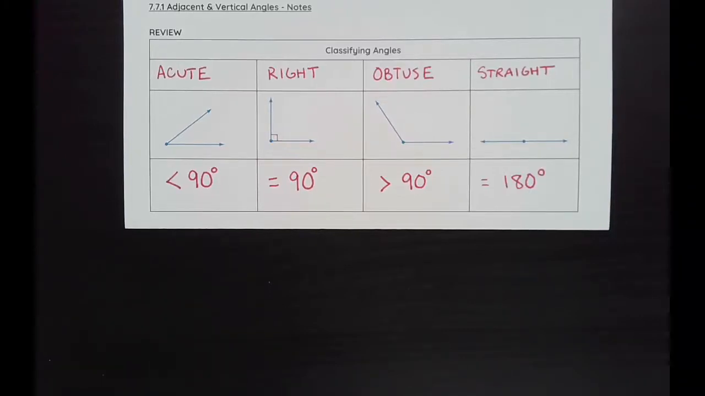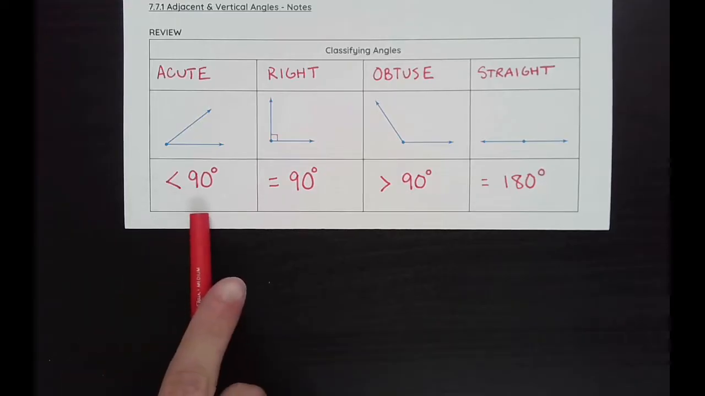Alright, in this module we're going to look at angle relationships. Before we look into angle relationships, we're going to review what we have learned in the past about angles. Classifying angles in geometry, we have four options. The first is an acute angle. An acute angle is an angle that is less than 90 degrees.